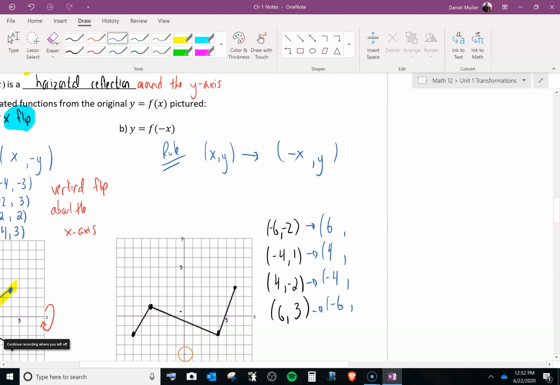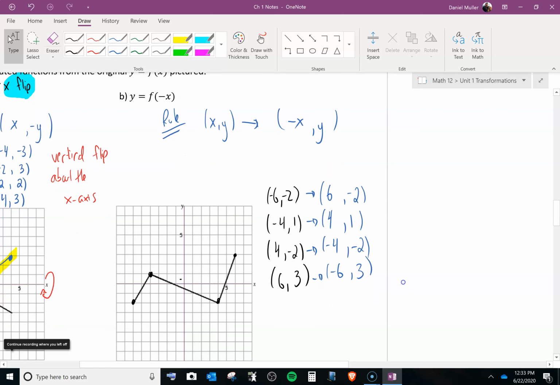And then on top of that, we have the y's, and the y's look like they are unchanged. There's nothing happening on the outside. So we'll leave those the same. And so our points here are 6, comma, negative 2, 4, comma, 1, negative 4 and negative 2, and negative 6 and positive 3. So I guess we get something that looks like this.